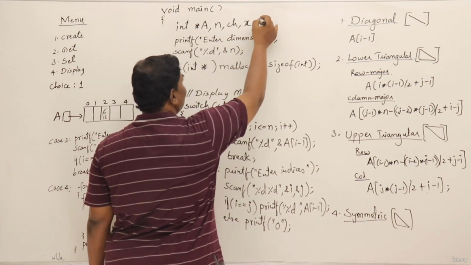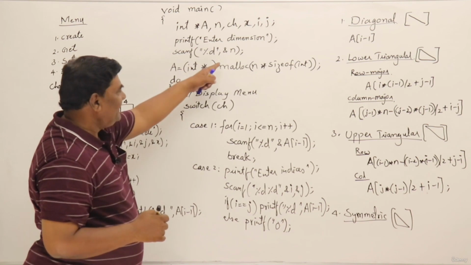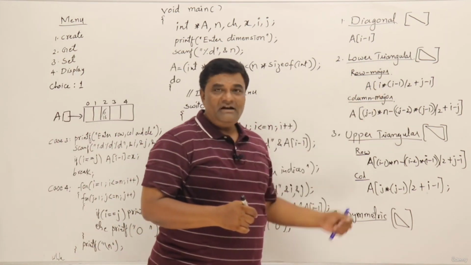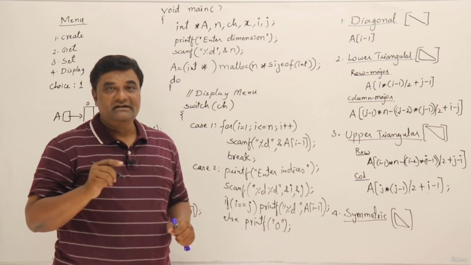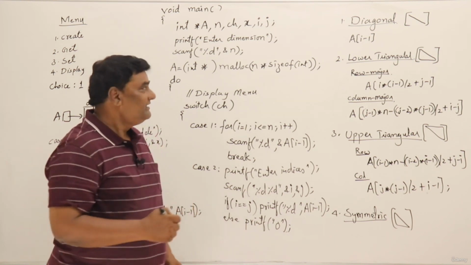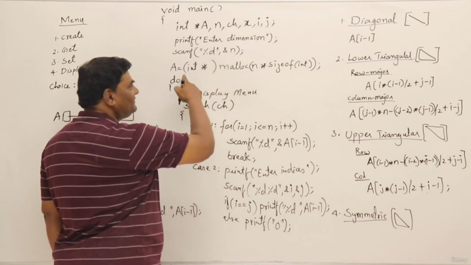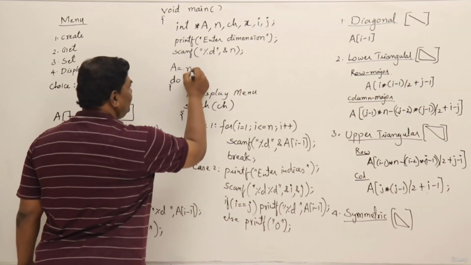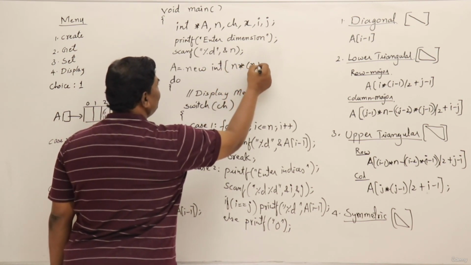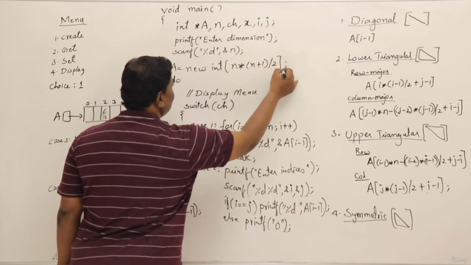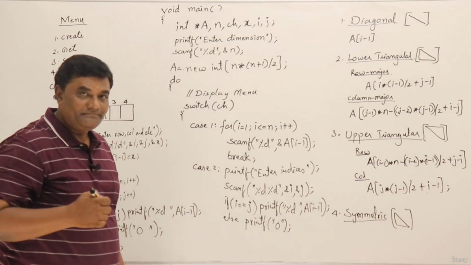Main function as it is, and also I was using variables like i and j, so I will declare them. Now take the dimension n. For a lower triangular matrix, how many non-zero elements will be there? If you remember, it will contain n into n plus 1 by 2 elements. So this size of the array which is created, I'll remove this one and I will write C++ code here. new int of size n into (n+1)/2. That's all. So the array size is different. That is n(n+1)/2.